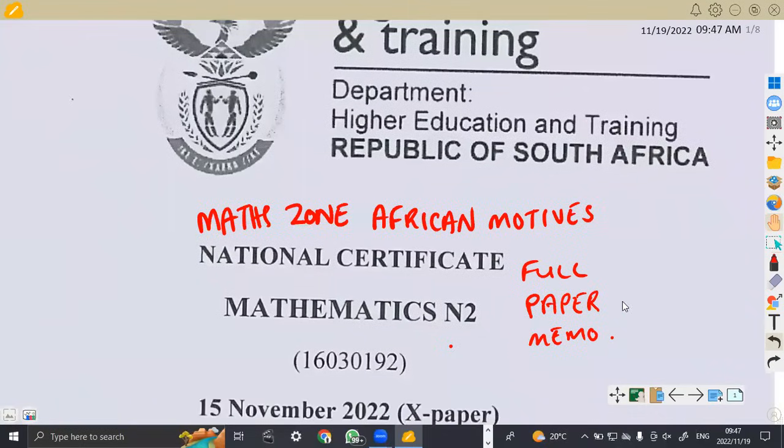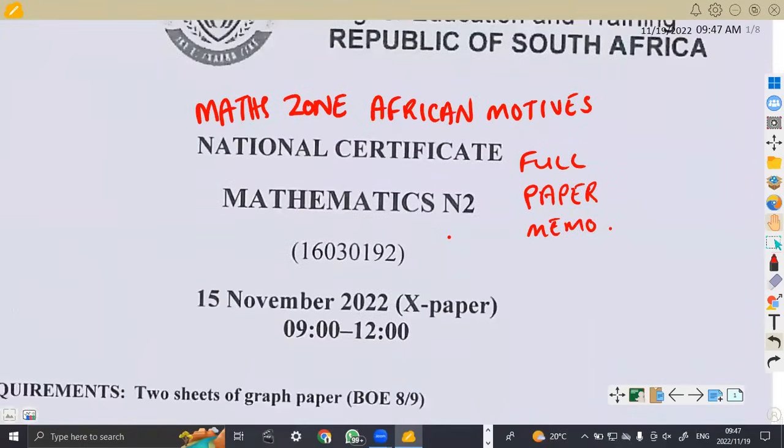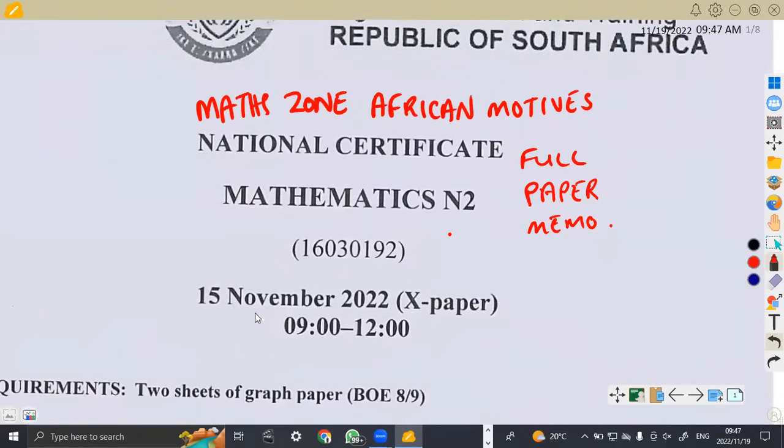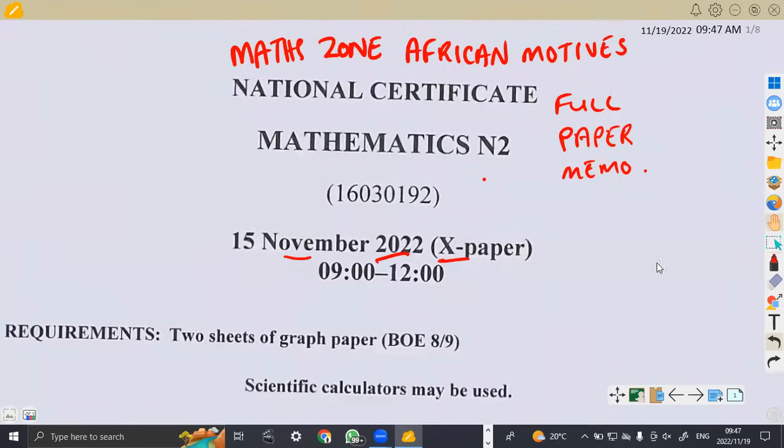Still working on engineering, working on Mathematics N2. So on this platform, we are not going to waste much time. We are going to focus on the question paper which was written in November 2022, an X paper for NATED engineering. So we shall proceed.